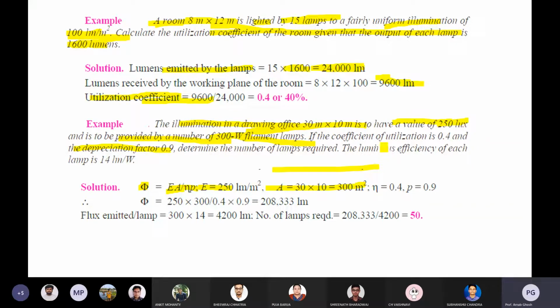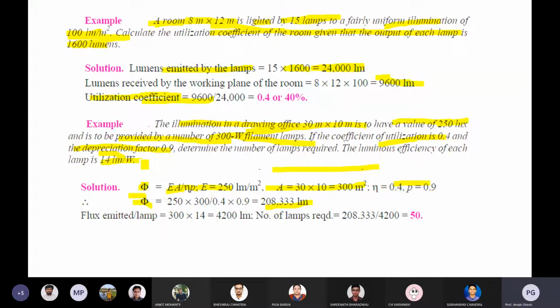Phi equals 250 into 300 whole divided by 0.4 into 0.9. So it is coming 208,333 lumen. The efficiency of the lamp is given as 15 lumen per watt. So for the total number of lamps required, divide by this number, 13, so it is coming 300 lamps.